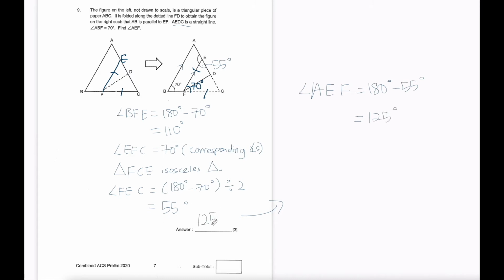3 marks. So one very crucial thing that we have to look out for is that FE equals FC, because without this isosceles triangle, we can never find out what is FEC, and we cannot proceed with this question. So yeah, do take note. Let's move on to question 10.